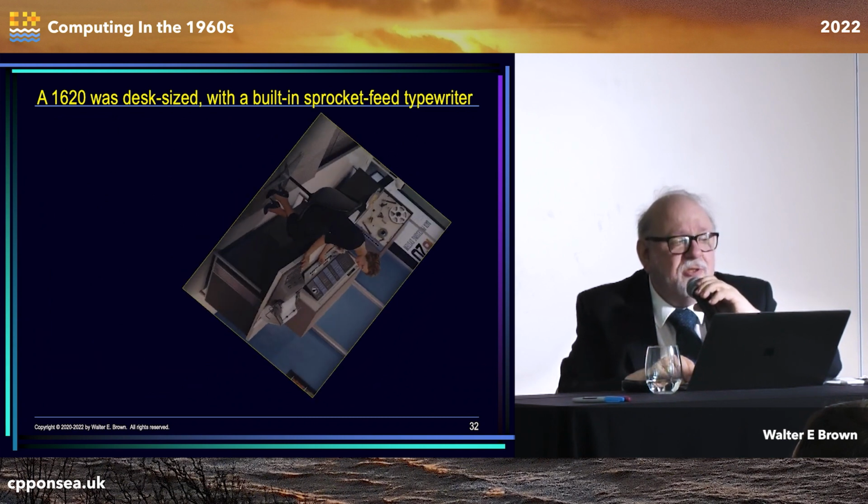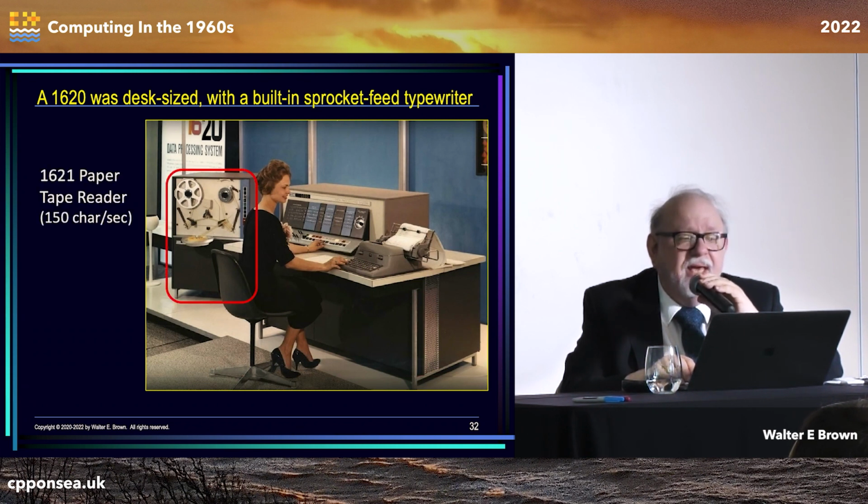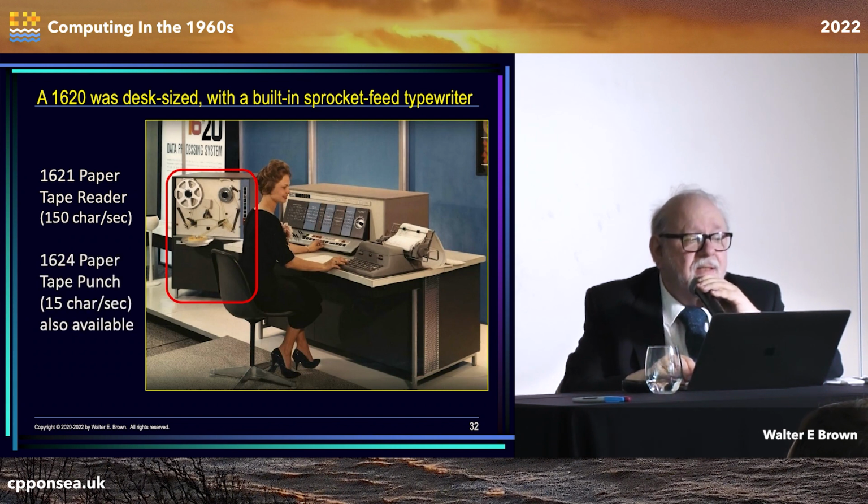So back to the 1620, the size of a desk. It had a built-in sprocket feed typewriter. This was wired into the desk, right? It came standard with a model 1621 paper tape reader at an astonishing 150 characters per second. You could get a 1624 paper tape punch at an astonishing 15 characters per second.